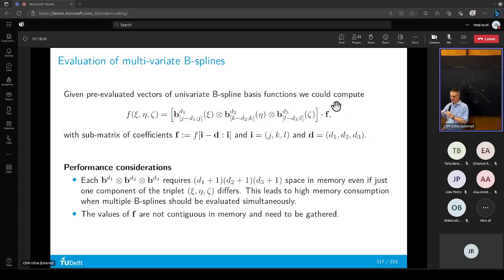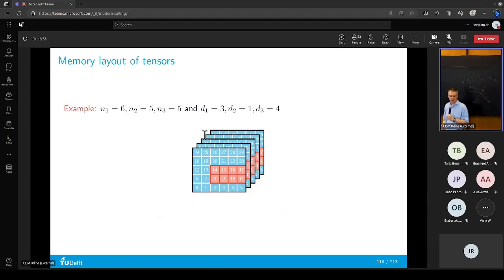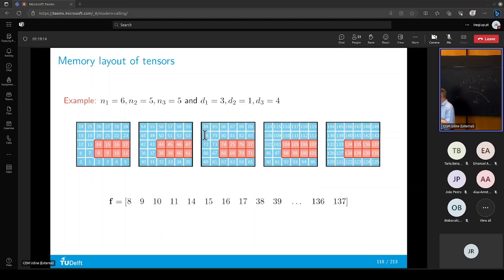I mean, what is F? F is a subset of all the coefficients, and they are not contiguous in memory. So an example in 3D would be a tensor. If I start numbering along the X and then the Y and then the Z axis, and if I'm just picking out a small subset, the one in which all the basis functions are non-zero at a particular point, if I flatten this, it looks like this.